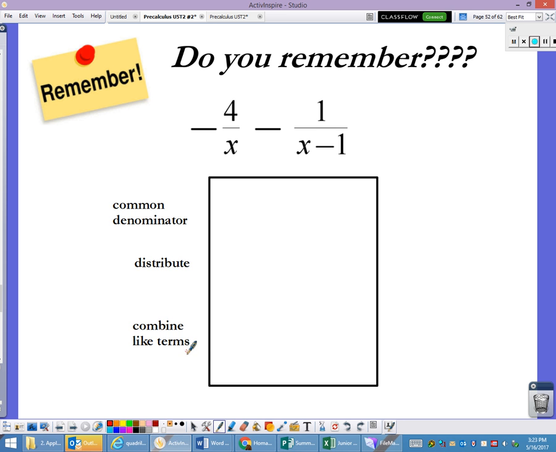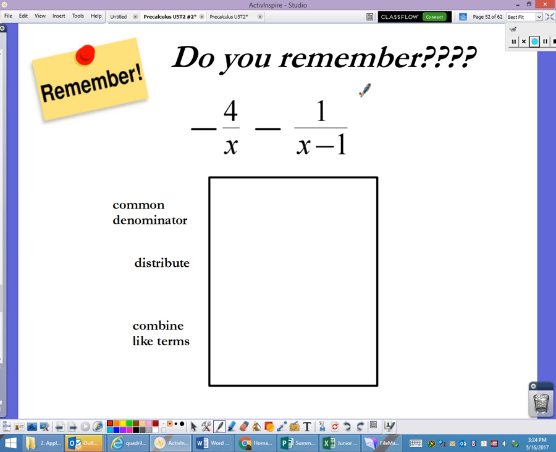So, you should have a note sheet in front of you. So, do you remember? That's the question. Do you remember how to subtract 2 fractions that contained an expression as a denominator? So, if I wanted to get a common denominator for both of these fractions, this one has an x and this one has an x minus 1.